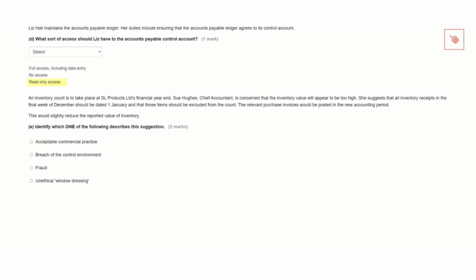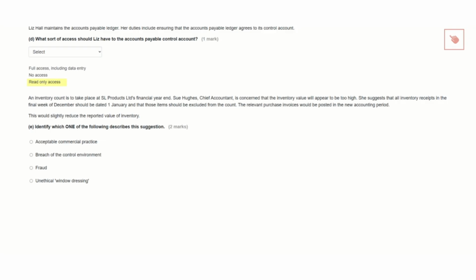As the inventory count is to take place at SLP Limited's financial year end, Sue Hughes, the chief accountant, is concerned that the inventory value will appear too high. And she suggests that the inventory receipts in the final week of December should be dated the 1st of January, and that those items should be excluded from the count. The relevant purchase invoices should be posted in the new accounting period. This would significantly reduce the reported value of inventory.